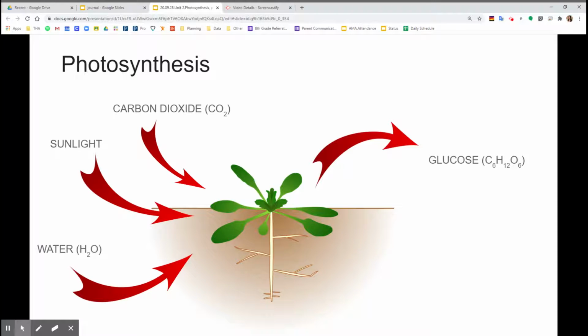Plants will create glucose, and glucose is sugar. Its chemical formula is C6H12O6, and it is stored mostly in the leaves of the plant. And it will also create oxygen. Oxygen is a waste product. It's a byproduct. Basically, that means that it's just created as a consequence of photosynthesis, and the plant doesn't actually need it. And so the plant will just release it into the atmosphere.